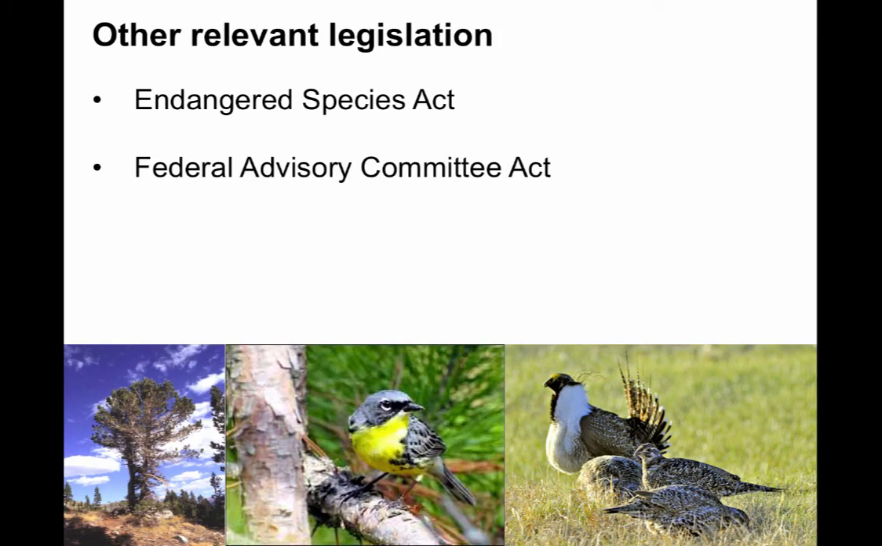There's also other relevant legislation that can impact the adaptive management process. Two of these are the Endangered Species Act and the Federal Advisory Committee Act. In terms of the Endangered Species Act, any action as part of your adaptive restoration process or your restoration plan that impacts a threatened or endangered species or their critical habitat will need to take that into account. As a general rule, these plans are going to be much more successful when you have the federal agencies that are responsible for these species involved in the process early and often.